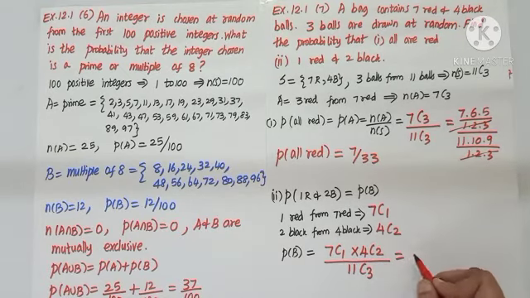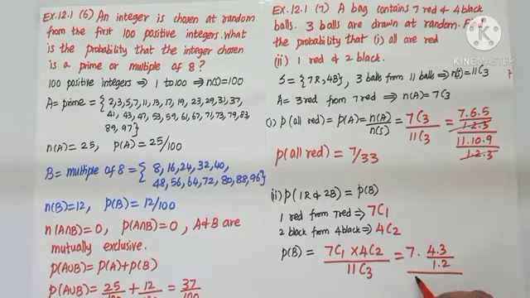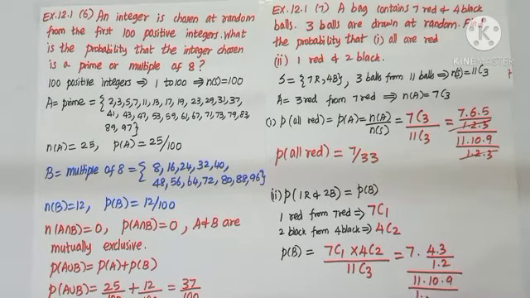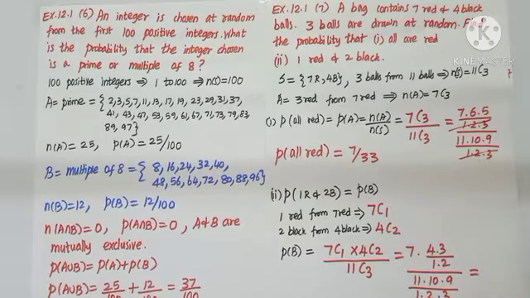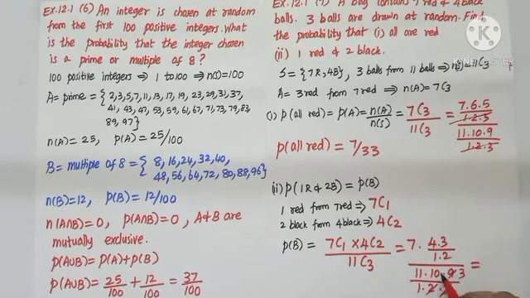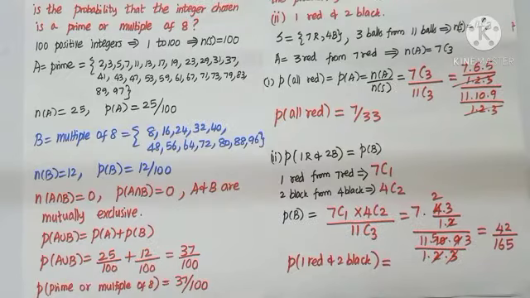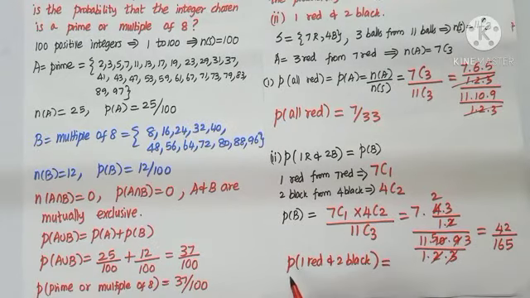As I simplify, 7C1 is 7 into 4C2, 4 into 3 by 1 into 2, by 11C3, 11, 10, 9 by 1, 2, 3. As we simplify, we get 42 divided by 165. Cancelling with the table of 3, we get the probability of getting 1 red and 2 black balls is 14 divided by 55, and that is the answer.